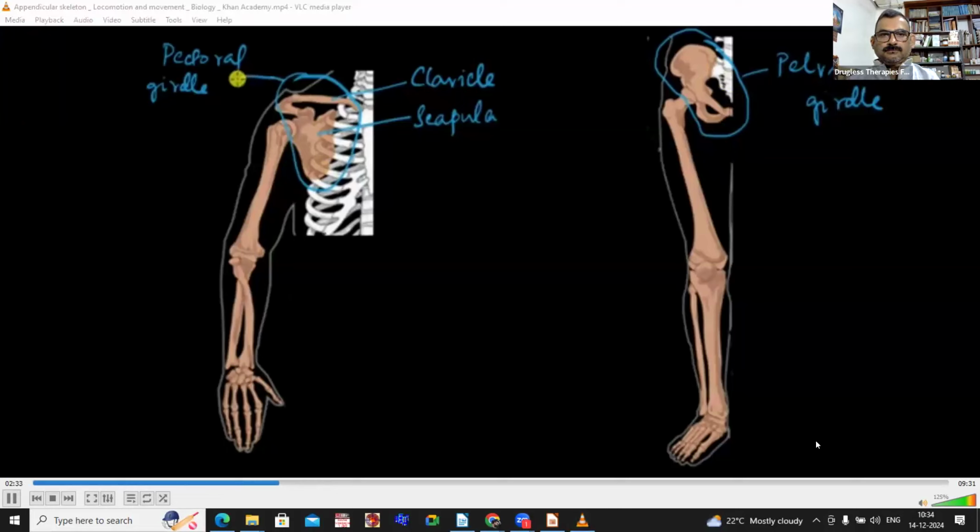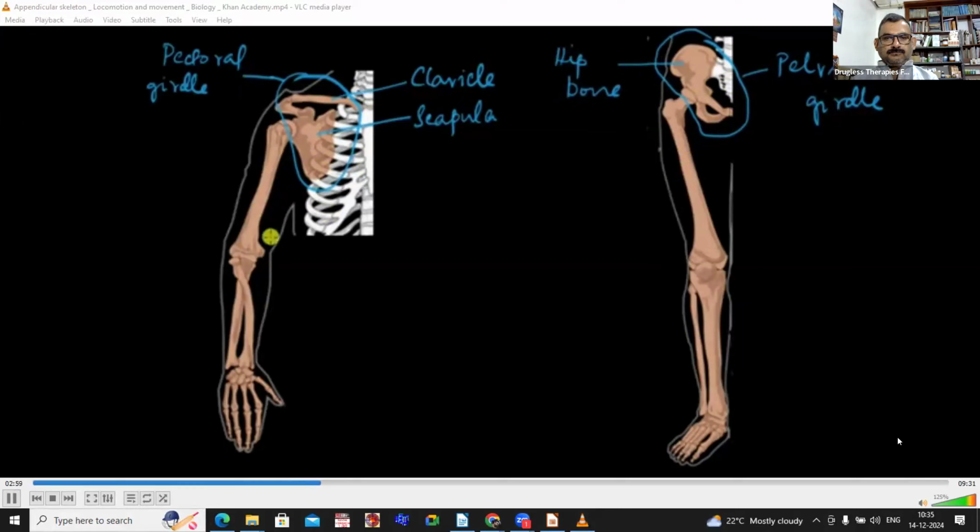So just as the pectoral girdle connects the arm with the axial skeleton, similarly the pelvic girdle connects the leg with the axial skeleton. And what is the bone that the pelvic girdle is made of? It's called the hip bone or the coxal bone. The hip bone is made up of 3 bones which are fused to form the hip bone. We will see shortly the more details of that.